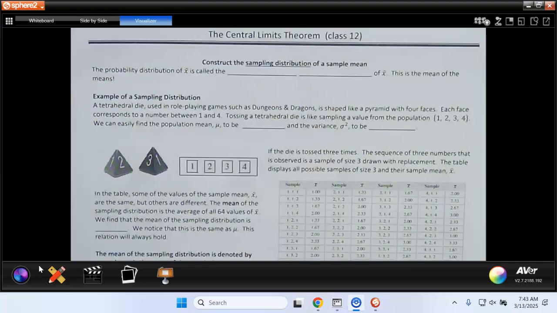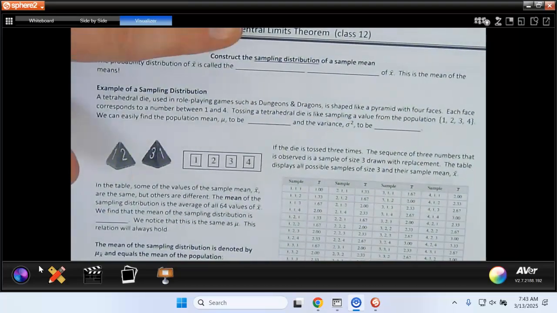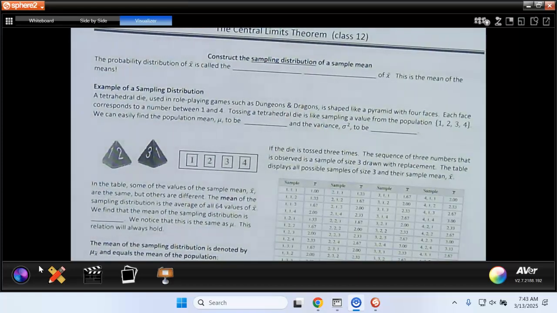If I asked you guys how many calories, are you struggling? Let me see. Did I write the right answer?